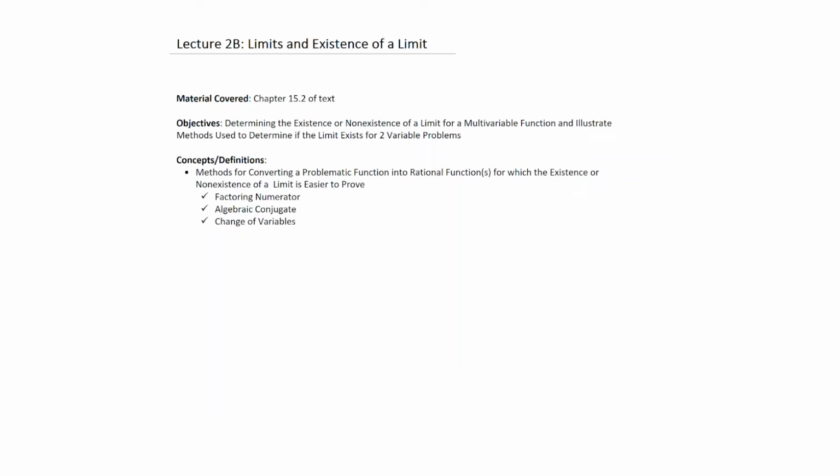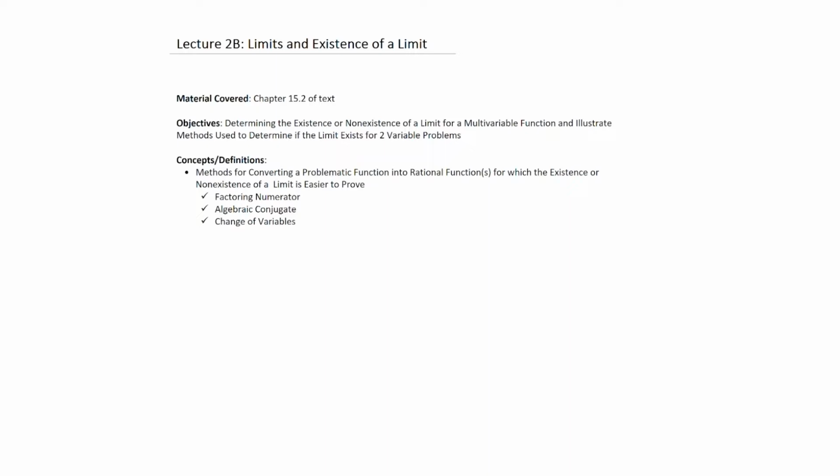Objectives are determining the existence or non-existence of a limit for a multivariable function and illustrating methods used to determine if the limit exists for two variable problems. So the focus in this particular lecture is on using tools to determine if the limit exists.